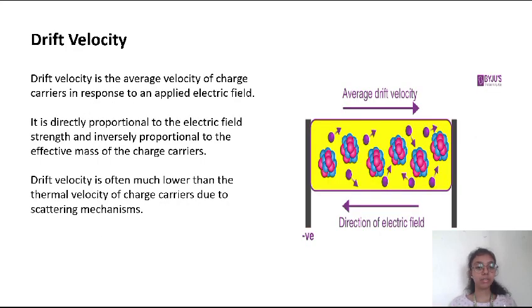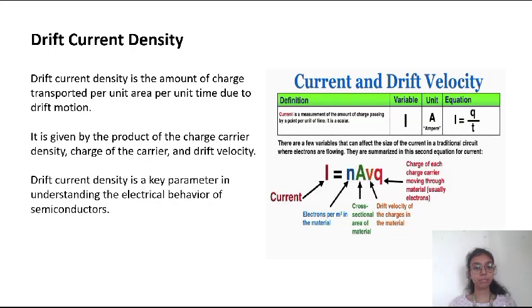Drift velocity. Drift velocity is the average velocity of charge carriers in response to an applied electric field. It is directly proportional to the electric field strength and inversely proportional to the effective mass of the charge carriers. Drift velocity is often much lower than the thermal velocity of charge carriers due to scattering mechanisms.